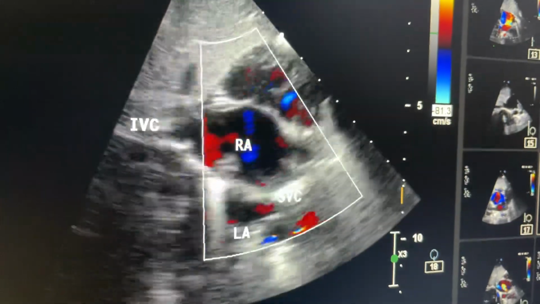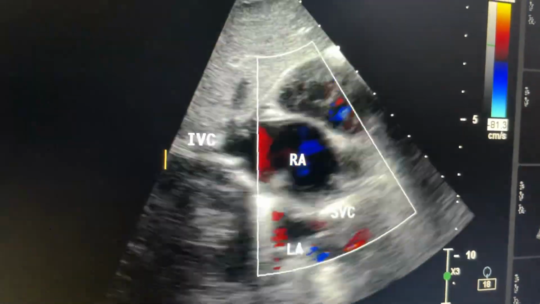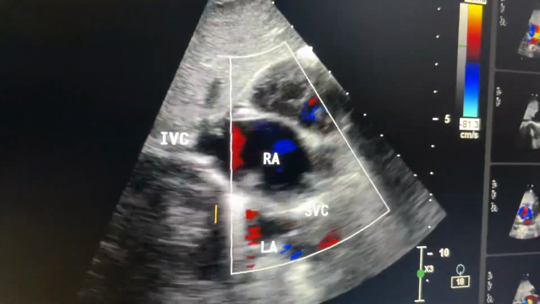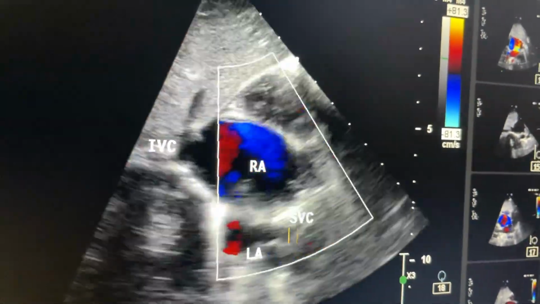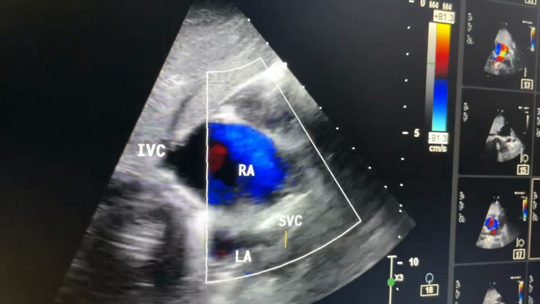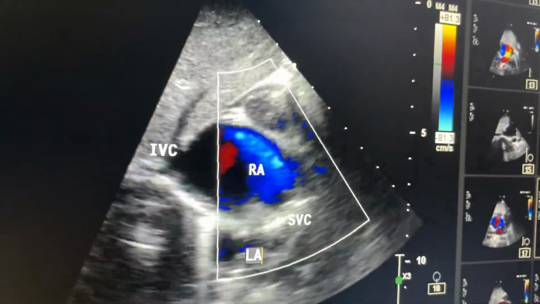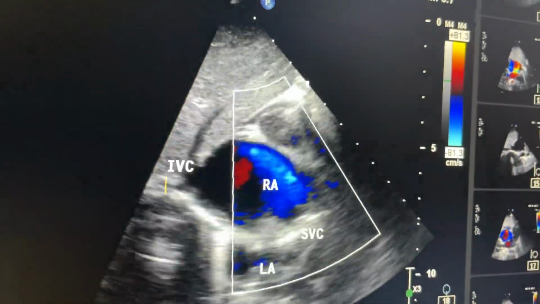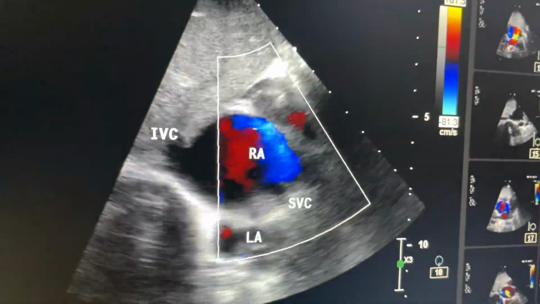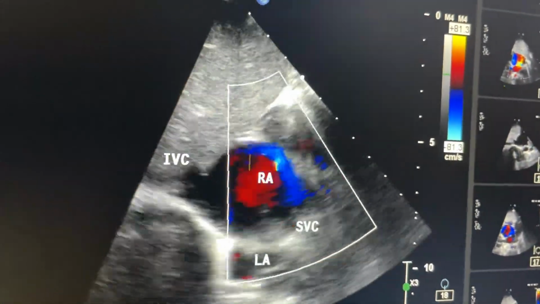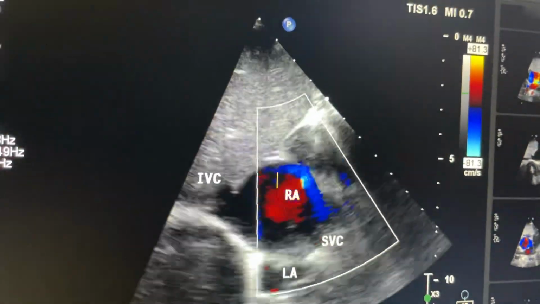This portion is superior, and this portion is most inferior. So the inferior one is inferior vena cava, the superior one is superior vena cava. What you see in this right atrium is getting red blood flow, that is superior vena cava flow. This is left atrium, this is IVC. So this is the case of sinus venosus ASD of IVC type.